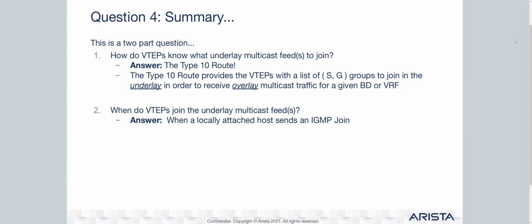But we don't want the VTEPs to just join those groups just because they got the type 10 route. It'd be nice if they would join the group only when they have interested receivers in that particular overlay VRF. As we saw, leaf 1 didn't send those joins out until it actually had an interested receiver active in VRF-A. Then it joined those groups. That way it knows that if there's any sender out there in this VRF, I'm going to get the feed.